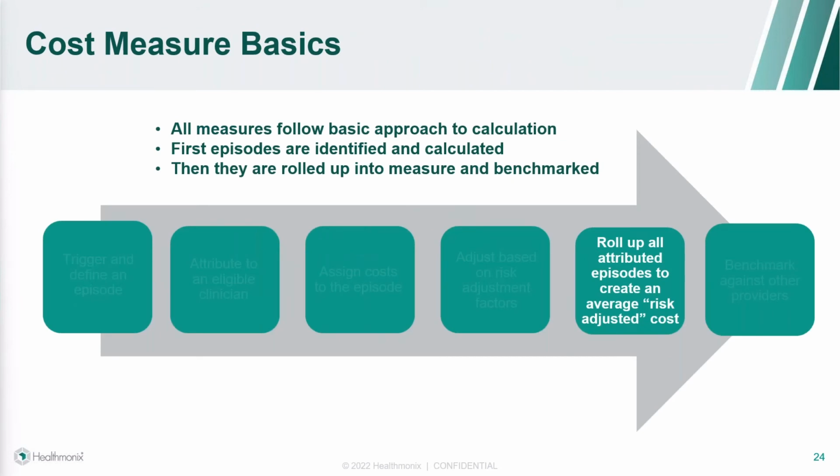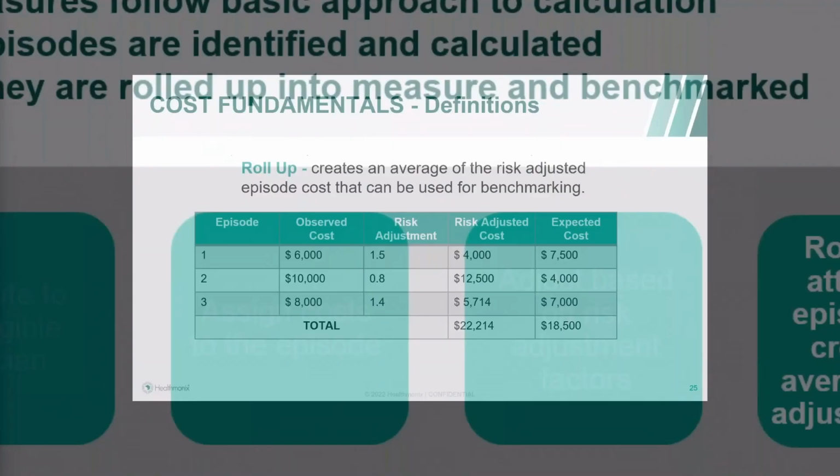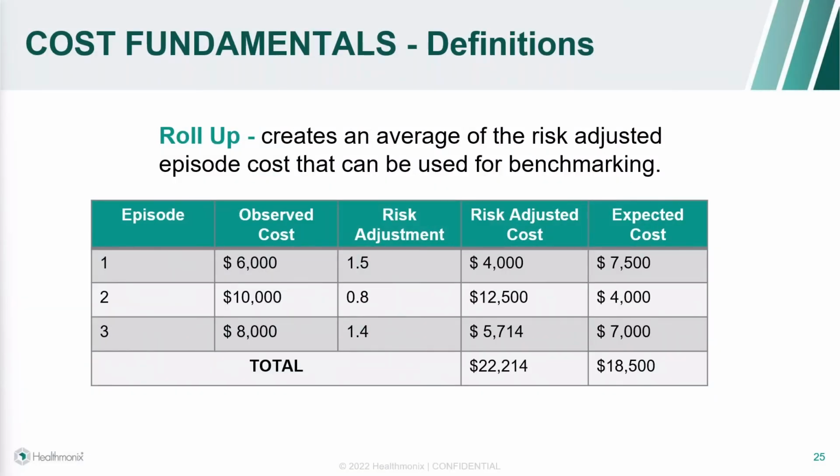So then after we've gone through and figured out what the episodes are, we've attributed them to the eligible clinicians, we've assigned all of the costs, we've risk adjusted, then we take all of that and roll all those attributed episodes into your average risk adjusted cost for this measure. So we take all of the risk adjusted costs that we just looked at, the expected costs, and we add them up. And from that, CMS determines your measure score.